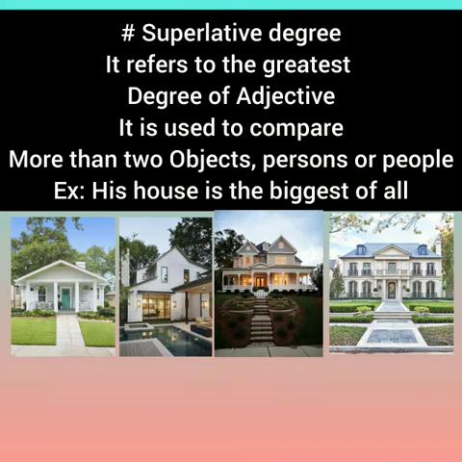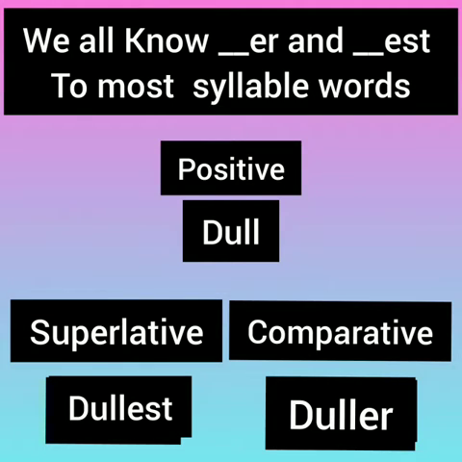So part 2, type 2. We all know that words ending in er, like bigger and larger, are called comparative, and words ending in est, like biggest, largest, and greatest, are superlative. This applies to words of one syllable only.